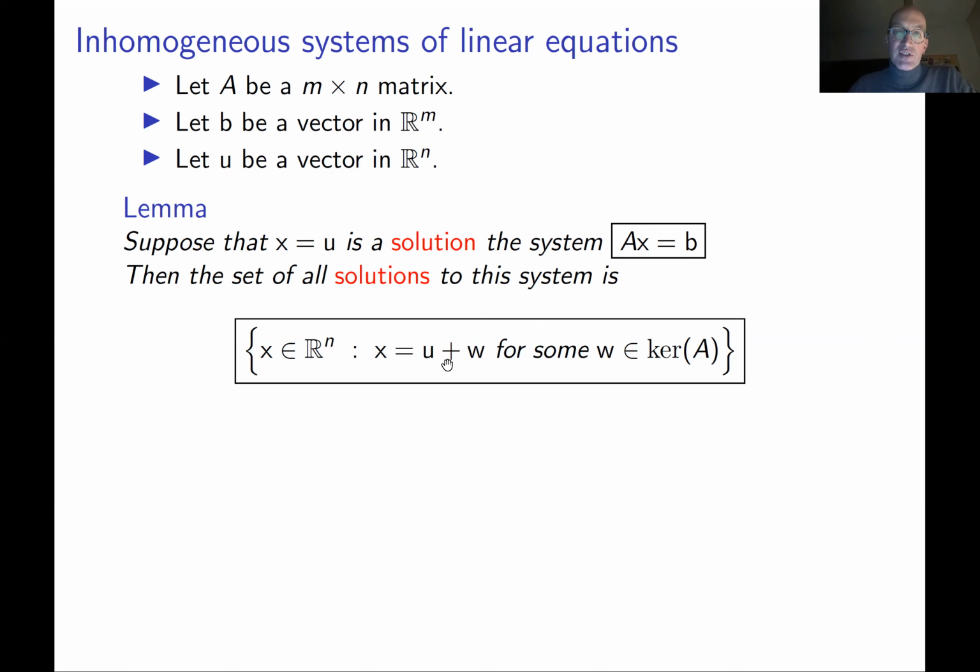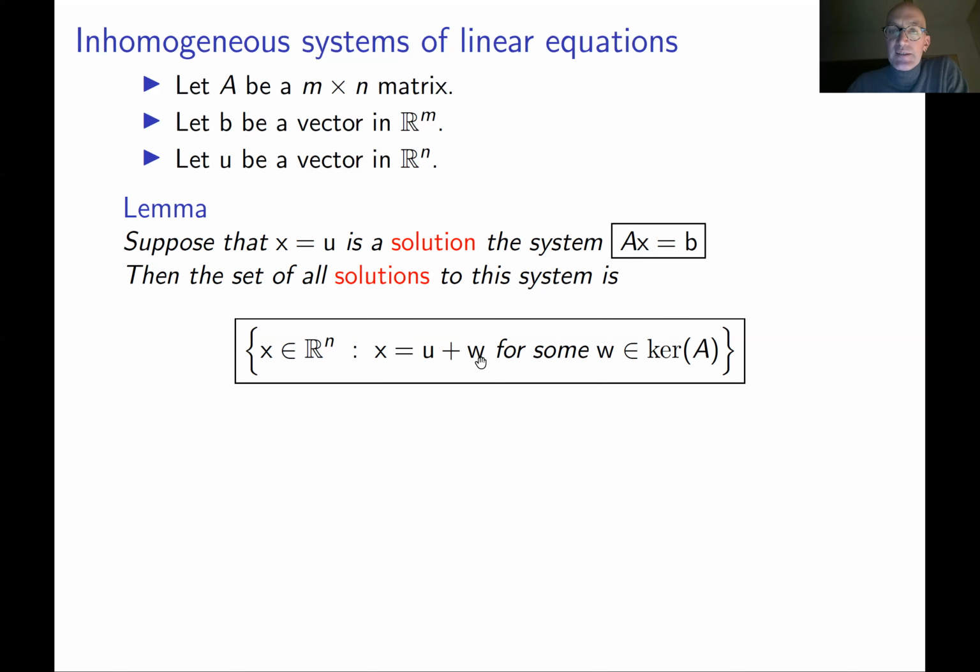Again, u is fixed. It's one solution of your inhomogeneous system of equations, of your general system of equations, which you found somehow. And then you add to this u any element in the kernel, and you get a solution of this. And vice versa, all such vectors give you all solutions of your system of equations. So any solution of the system looks like this, where u is fixed.